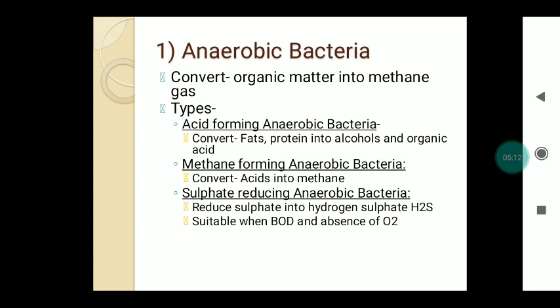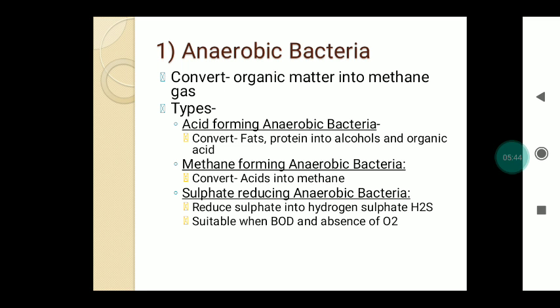These anaerobic bacteria utilize the oxygen from chemical compounds. These bacteria do not utilize the free oxygen, that is O2, from the sewage. They utilize the oxygen from chemical compounds like PO4 for the decomposition of the organic matter. The following types of anaerobic bacteria are found in sewage. The first one is the acid forming bacteria. Acid forming bacteria convert the fat and protein into alcohol and organic matter.